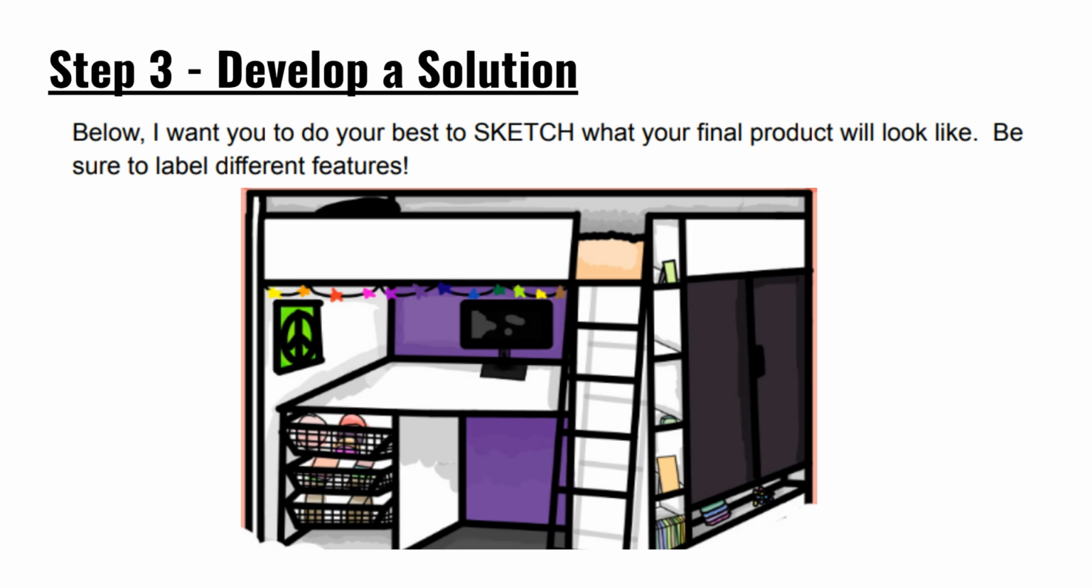So this is a student example. She was designing a bunk bed with a closet at the end, shelving. She had her desk underneath. So this is her digital sketch. And obviously this is a great example. She colored it so I could see the different features that she was going to be including. But this filled the whole page. So I want you to do your best job possible sketching what your final product would look like. Don't worry if it's perfect or not. I just want you to make sure that you do your best job possible here.